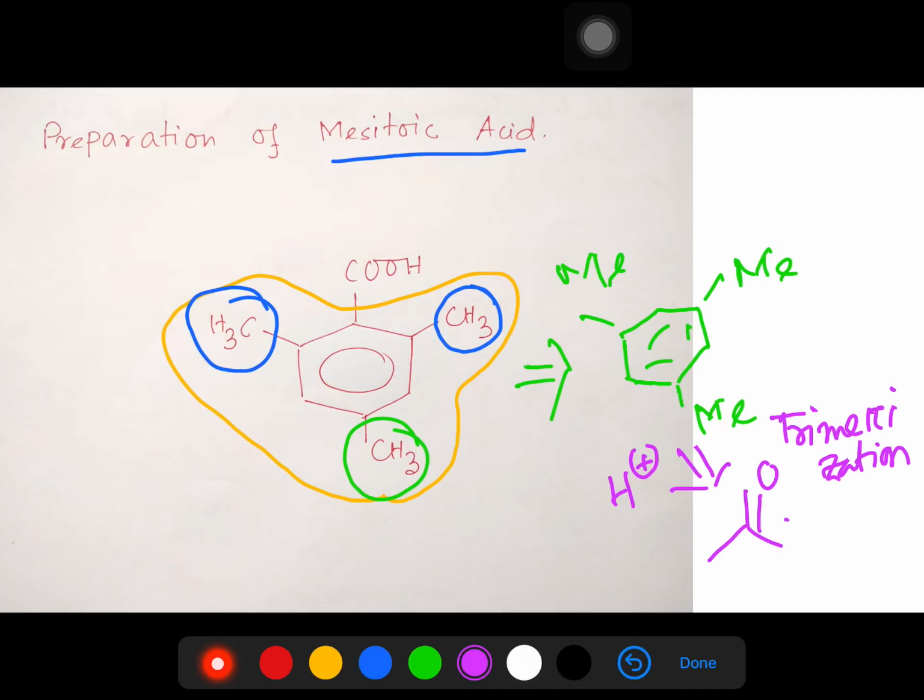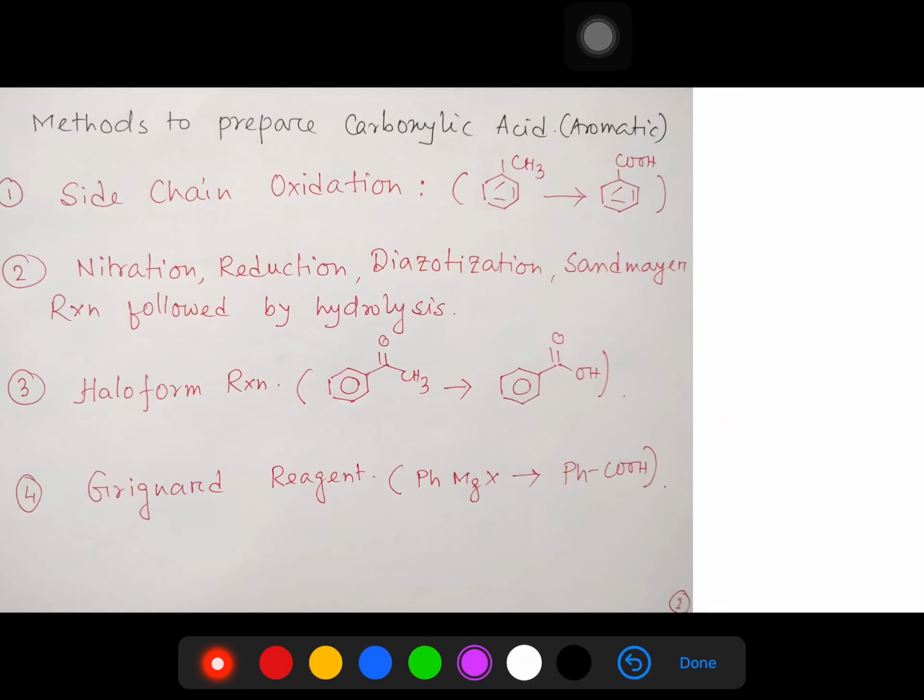So before going to details, let's learn what are the general methods to prepare carboxylic acid. For that, generally 4 methods are useful. I am saying generally for carboxylic acid preparation. So we will discuss these 4 methods. Among the 4 methods, which is useful to prepare mesitoic acid, which is not, and why, a complete description.